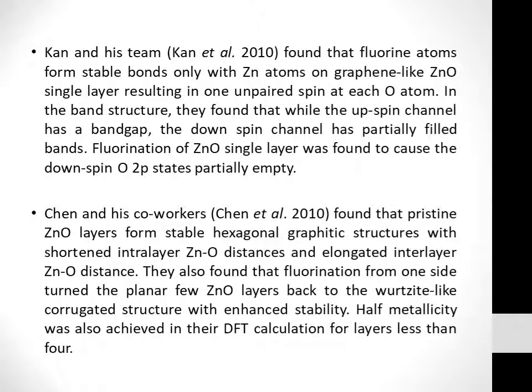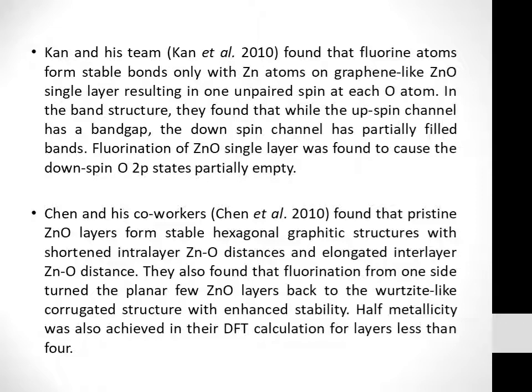Khan and his team also recently found that fluorine atoms form stable bonds only with zinc atoms on a graphene-like ZnO single layer, which results in one unpaired spin at each O atom. In the band structure, they also found that while the up spin channel has a band gap, the down spin channel has partially filled bands. Fluorination of the ZnO single layer was found to cause the down spin oxygen p states to be partially empty.